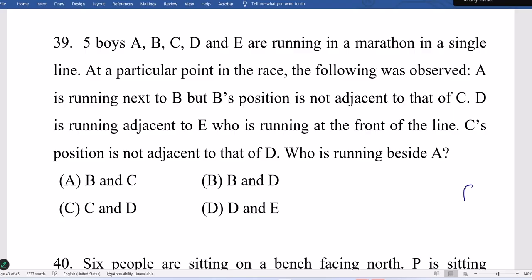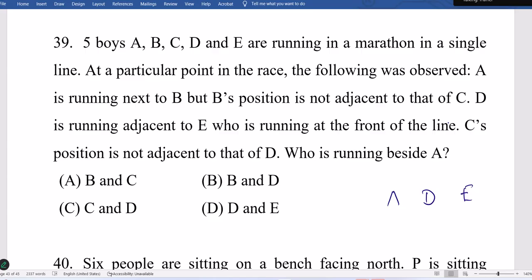So E is front of the line. D is running adjacent to E. A is running next to B. A is after B, but B is not adjacent to C. C's position is not adjacent to B. Okay. A is running next to B.